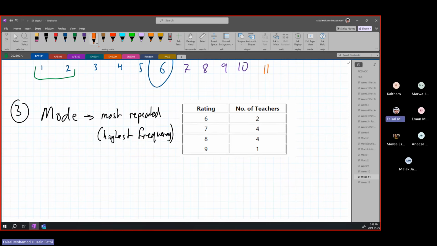So what is the highest frequency we have? We have 4 over here, and we have the 4 over here. So these are going to be our values for the mode, very simply. So 7 and 8. These are our 2 mode values because they're the highest repeated numbers, or the highest frequency values, and they're both at 4. Is this clear?